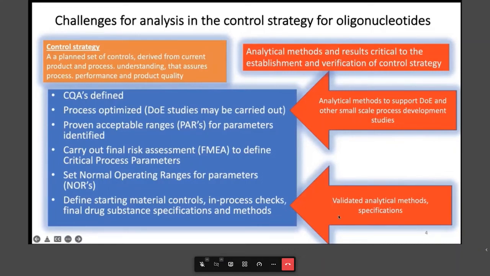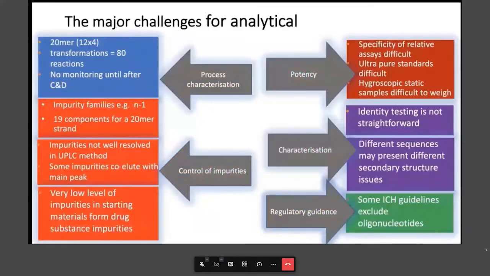And of course, we need validated analytical methods and specifications for our starter materials, our in-process checks, and our final drug substance specifications and methods. And these are critical, and not only are they critical, they are far, far more challenging in a quality control environment, and hitherto have been involved in quite a specialized analytical environment. So I really want to now just lay out the specific challenges, but then I will focus in on one or two during the rest of this talk.